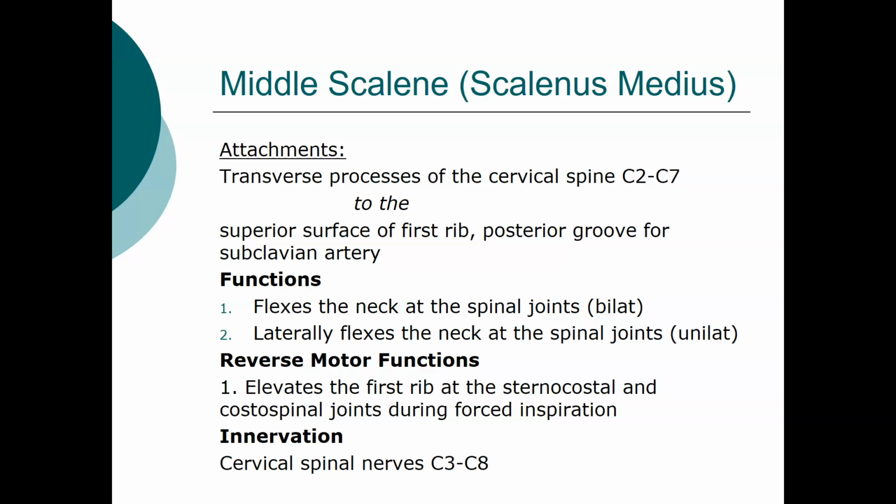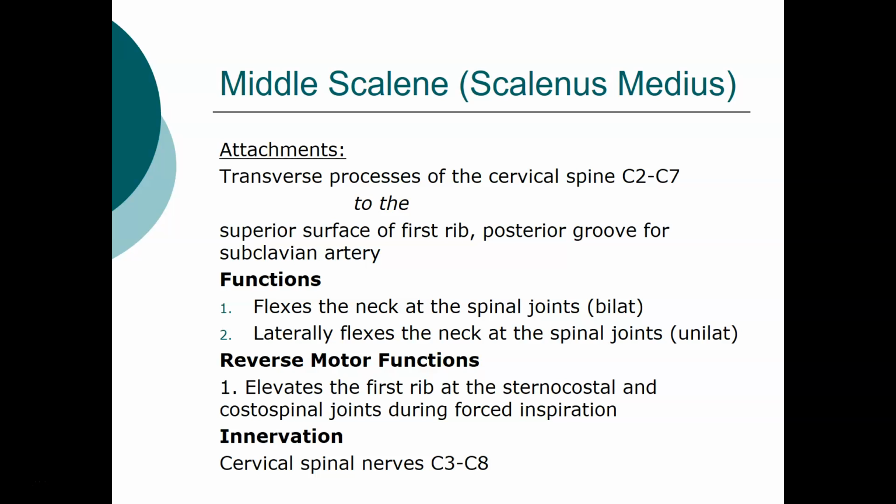So the posterior scalene finds attachment to the second rib, the middle scalene finds attachment to the first rib, and there's a posterior groove for the subclavian artery. That is just posterior to that groove that sits on top. Its functions: it flexes the neck at the spinal joints when working bilaterally, and it also laterally flexes the neck at the spinal joints when you're working unilaterally.